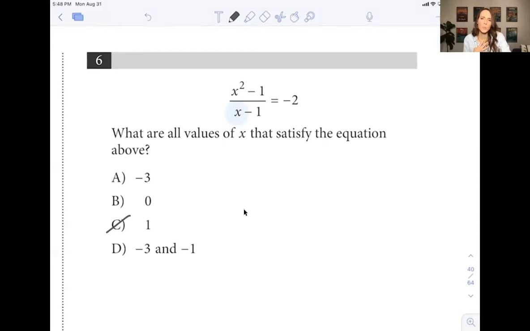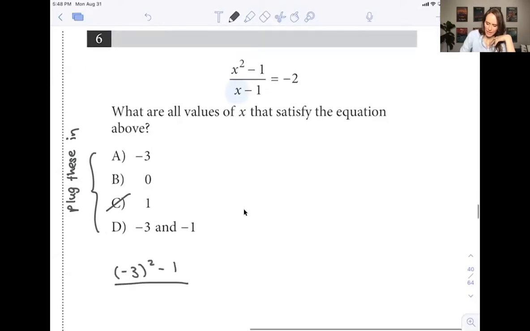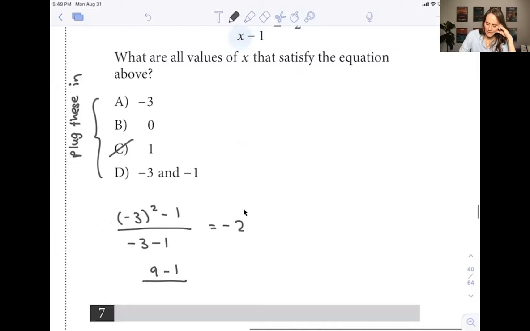I could solve this question by plugging in my answer choices. So plug these in. Whenever you have variables in the question stem and numbers in the answer choices, that's a hint that you can just plug in your answer choices. So you could go -3 squared minus 1 over -3 minus 1 equals -2. See if that's true. So that would give you 9 minus 1 over -4 equals -2, that's 8 over -4 equals -2. And yes, that is true.